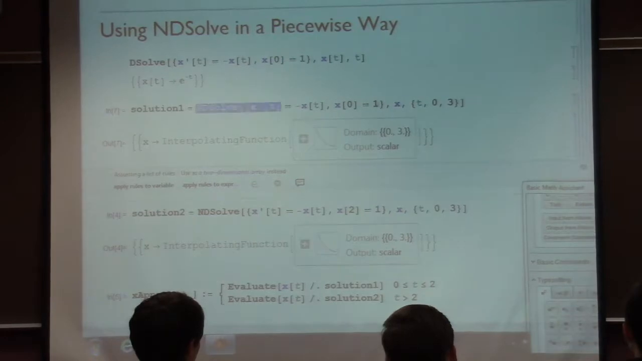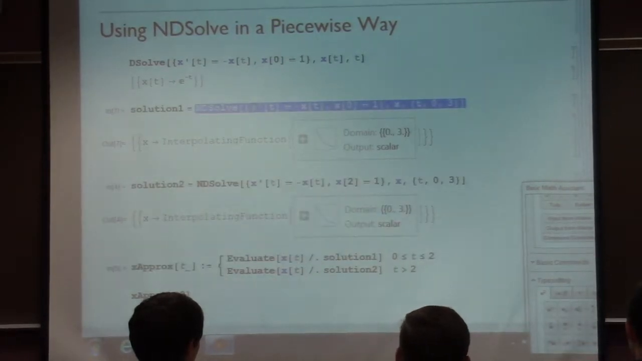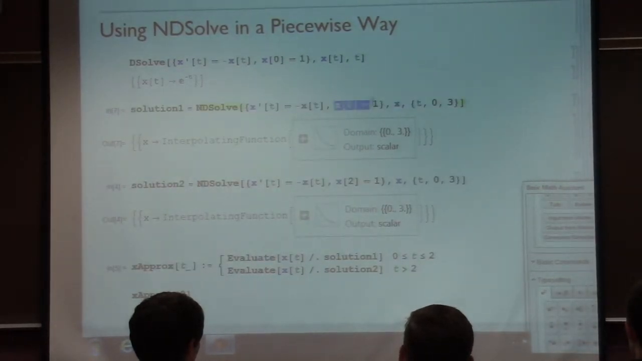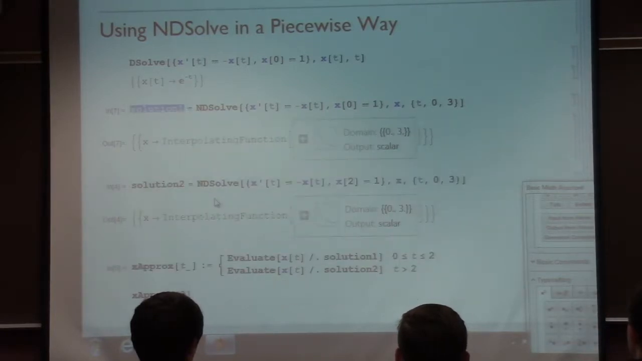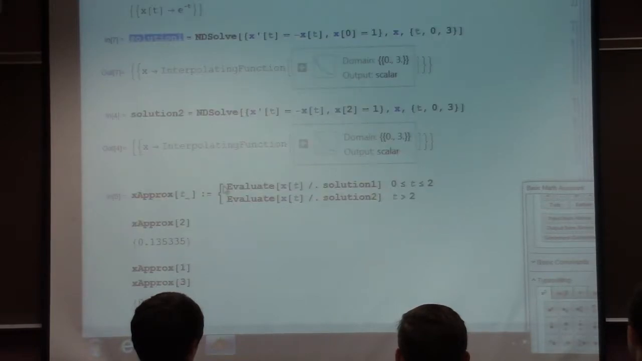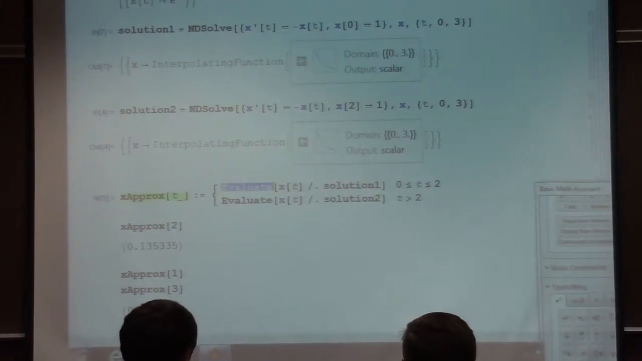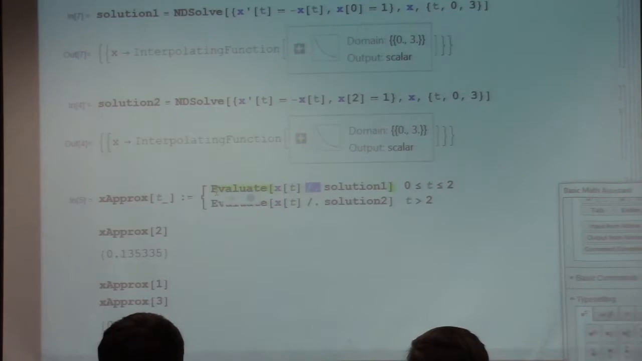So here again is the syntax of NDSolve. You've got the differential equation right here. You've got the initial condition right here. I'm storing the information that NDSolve produces in a variable called solution 1. It's this interpolating function stuff, somehow stored in solution 1. I can access that information through the use of this command called Evaluate and the slash-dot in the way that you see here to create, ultimately, a graph of the numerical approximation to the solution.